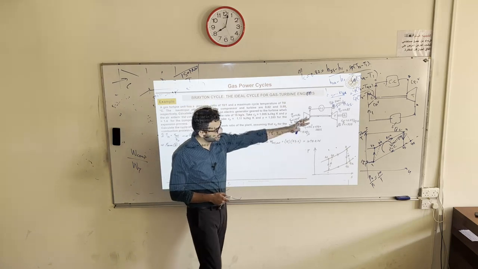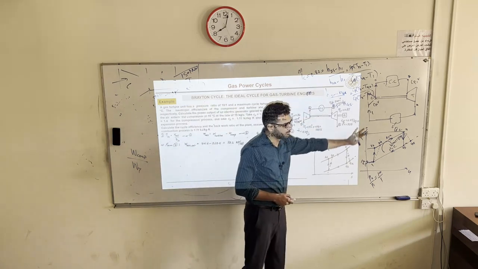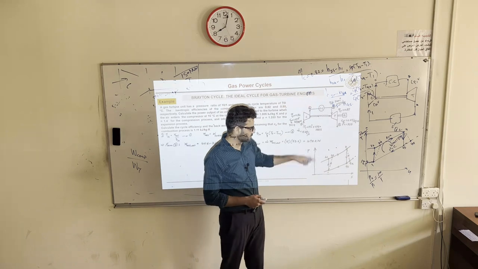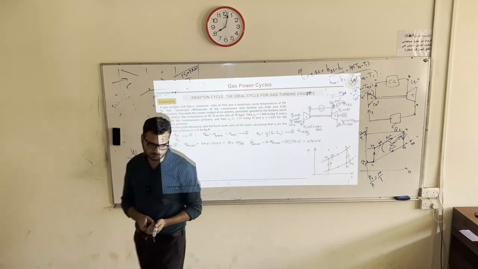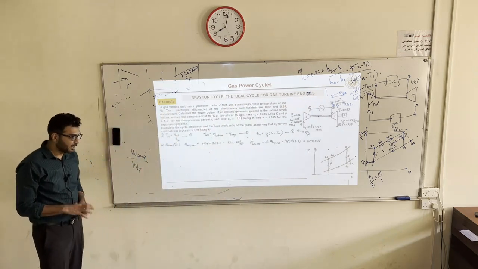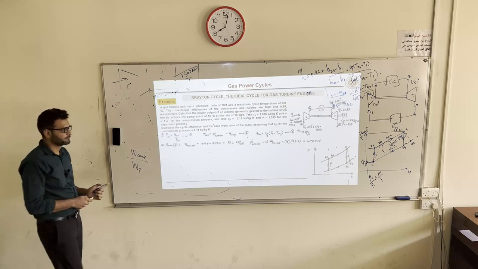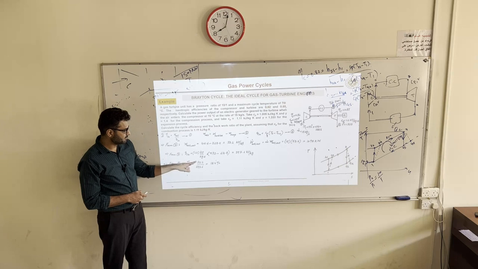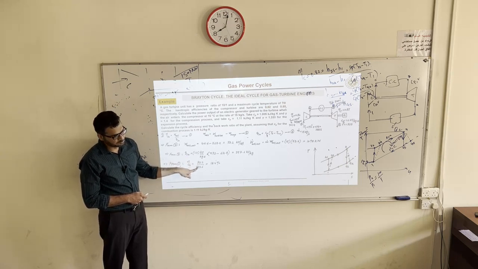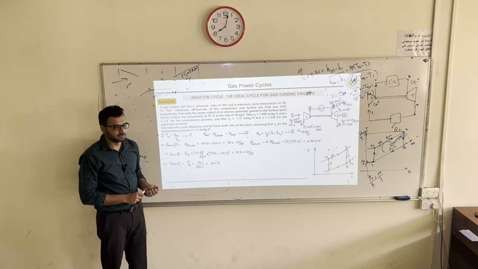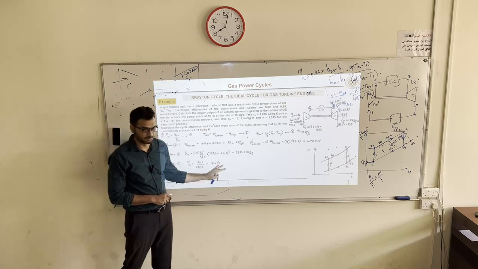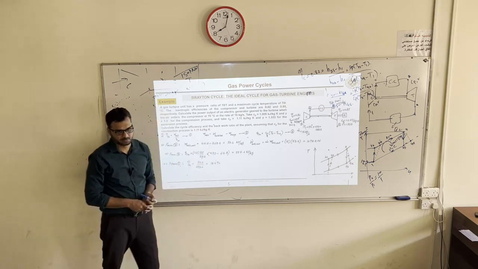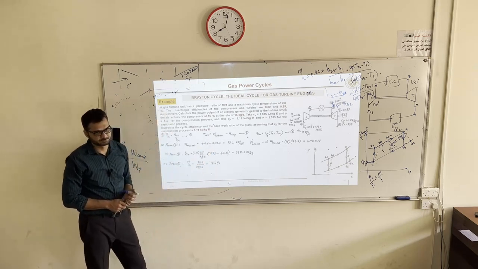How much power can this gas turbine power plant make? Almost 1100 kilowatts, the actual net work output. And then we can find out efficiency, net work output divided by the heat supplied, process 2 to 3. So only 18.4% is the efficiency of this basic air Brayton cycle.